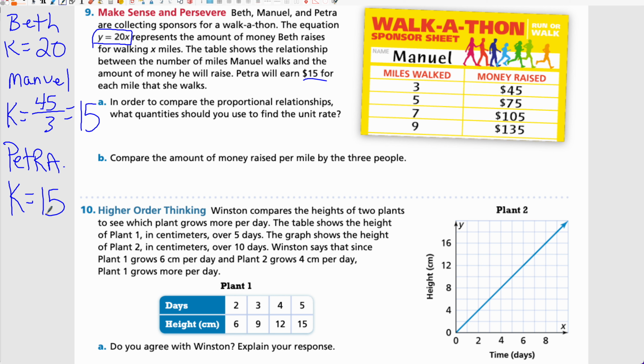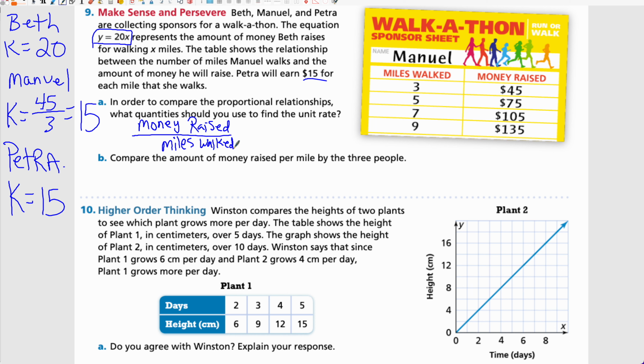So, first of all, it says, in order to compare the proportional relationships, what quantities should you use to find the unit rate? I think Manuel's information here is the easiest way to answer this question. What did we do to find Manuel's information? What two values did we use? Don't give me numbers, give me words. The miles walked and the money raised. Okay, so how did we compare those two numbers? We did what on top? Money raised on top, divided by what? Miles walked.